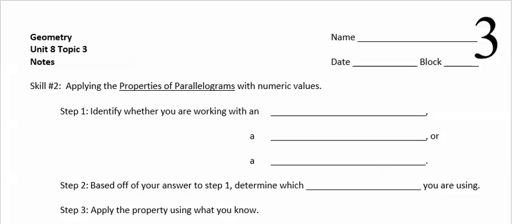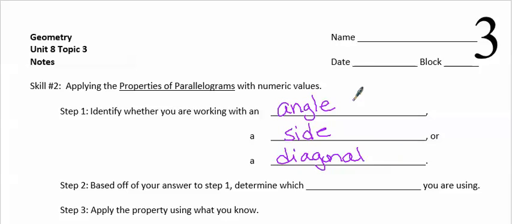Next, we'll be looking at topic 3. We're still dealing with parallelograms, so we still are dealing with those properties we talked about in topic 2. So, in order to do problems dealing with algebra and numbers, we need to identify whether we are looking and working with an angle, a side, or a diagonal.